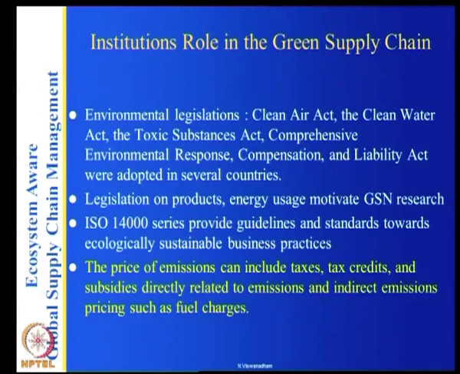So, the government can interfere in several ways. This is through environmental legislations or prices of emissions like carbon taxes and so on, and tax credits, cap and trade we have seen. So, the institutions play a central role in the green supply chain. And in fact, in most cases, in the name of global warming, the institutions, the WTO, World Health and other organizations are responsible for this.